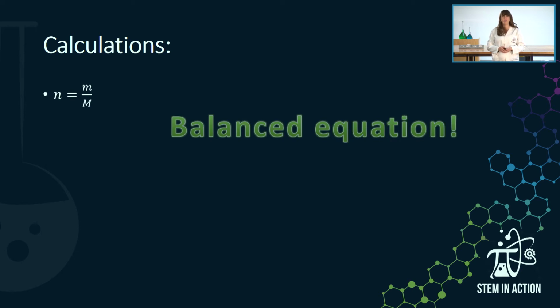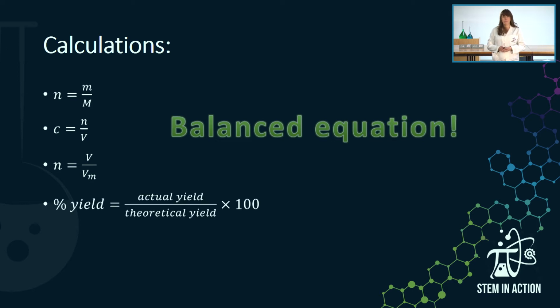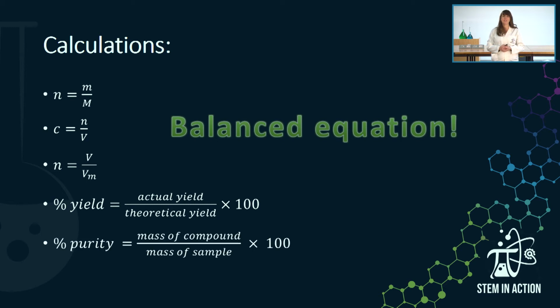Number of moles is equal to mass over molar mass. Concentration is equal to number of moles over volume. Number of moles is equal to volume over molar volume for gases. Percentage yield is the actual yield over the theoretical yield times 100 to put it into a percentage. And the percentage purity is the mass of the compound over the mass of the whole sample times 100 again to get a percentage. Let's have a look at a simulation of a titration.